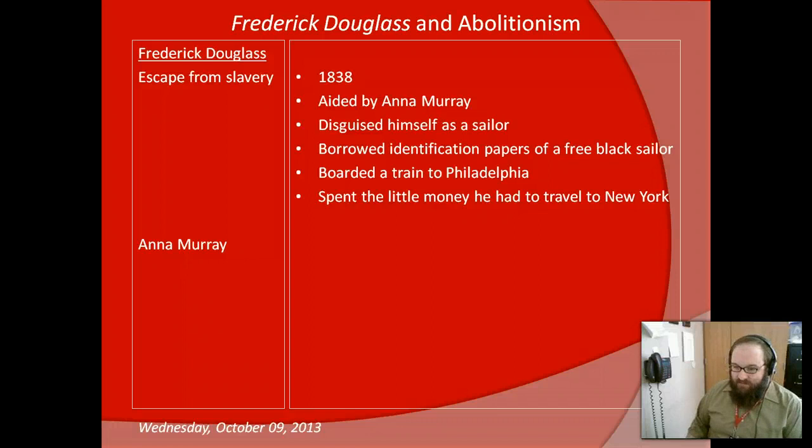Anna Murray is not mentioned much in the book, and there's a very good reason for that. It's because Frederick Douglass was in love with Anna Murray and eventually married her, and Frederick Douglass goes to great pains not to incriminate or endanger anyone in his narrative, which, since his book came out in the 1840s, and slavery was still a thing, he could have gotten some people in trouble, especially those people who helped him, the people he loved.